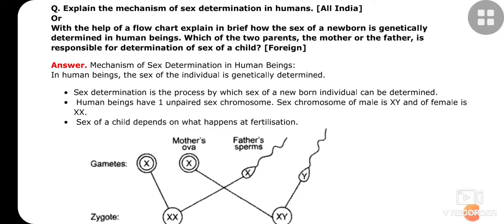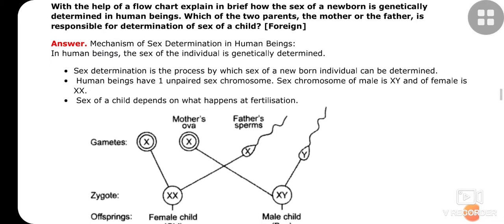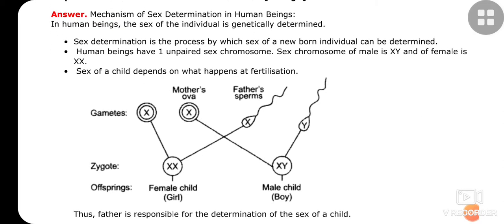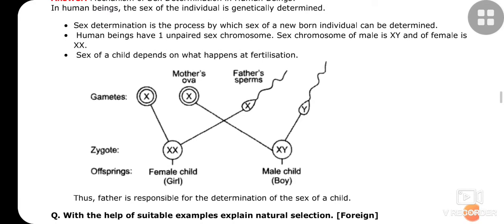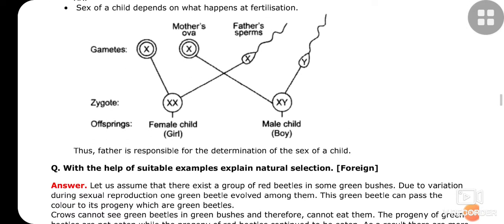Human beings have one unpaired sex chromosome. Sex chromosome of male is XY and of female is XX. The sex of a child depends on what happens at fertilization. The gamete formation is shown to you here, and then the fertilization, and so the zygote is formed, and here you can know whether the offspring is male or female.